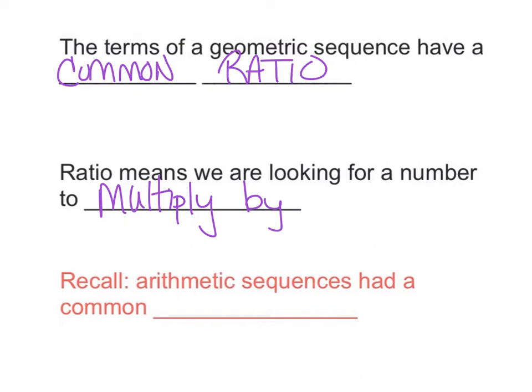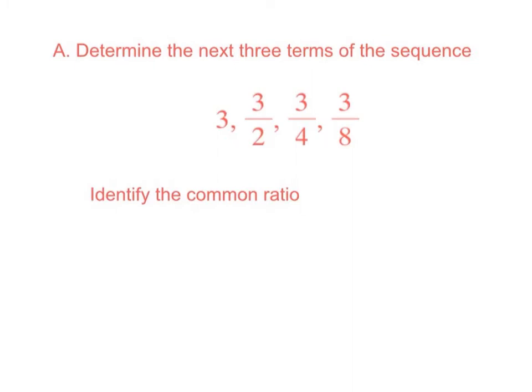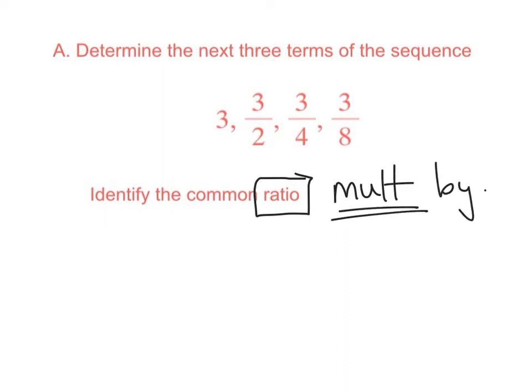Ratio means we are looking for a number to multiply by. Recall from last night, arithmetic sequences had something called a common difference. So we do want to make sure that we understand there is a difference between the two. A ratio is used in geometric, where the common difference, or adding or subtracting, is used in arithmetic. So question A, determine the next three terms of the sequence: 3, 3/2, 3/4, 3/8. Identify the common ratio. By saying identify the common ratio, they're implying you should be looking for something to multiply by, and that's the key. I'm not looking for something to add by or divide by, that's out. I'm just looking for multiplying.